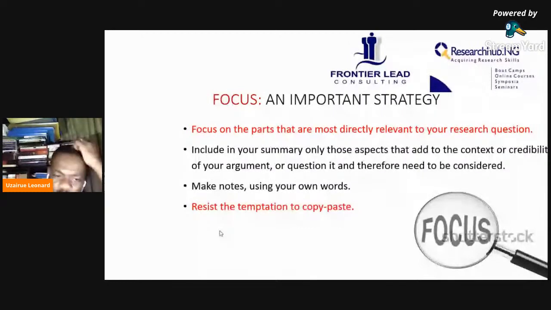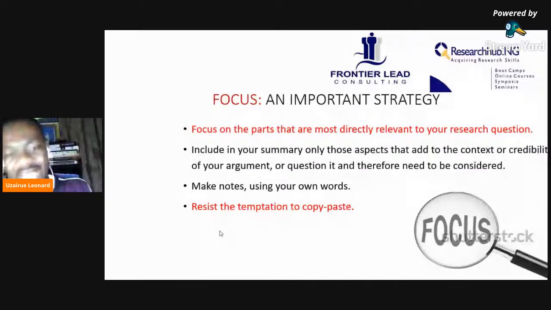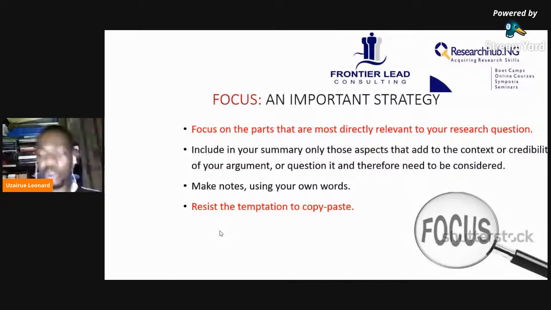Then another thing is that when you are reading an article, make notes. Make sure you have notes. Use your own words. Don't copy and paste. There is always a temptation to copy and paste, but you must try to resist that, because in the end, if you did not write it in your own words, you will not be able to adequately summarize it. So when you read an article, write in your own words. Then when you are forming the whole bulk of work, it will be easier for you to summarize it. So that is also a very essential strategy.